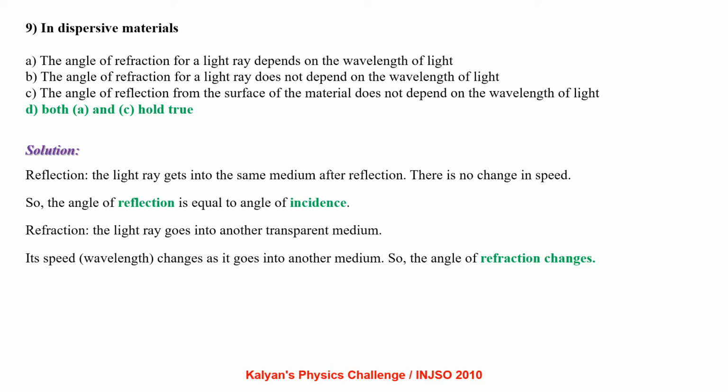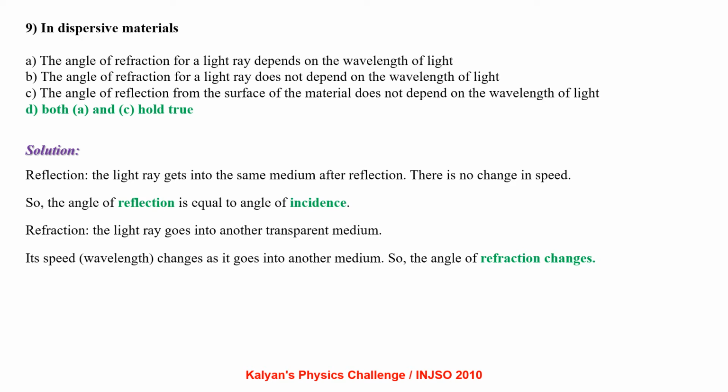A: In dispersive materials, the angle of refraction for a light ray depends on the wavelength of light. B: The angle of refraction for a light ray does not depend on the wavelength of light. C: The angle of reflection from the surface of the material does not depend on the wavelength of light. D: Both A and C hold true.